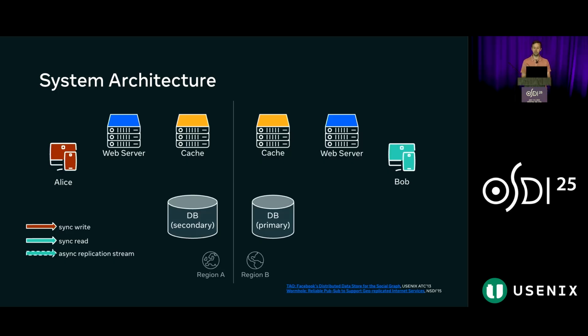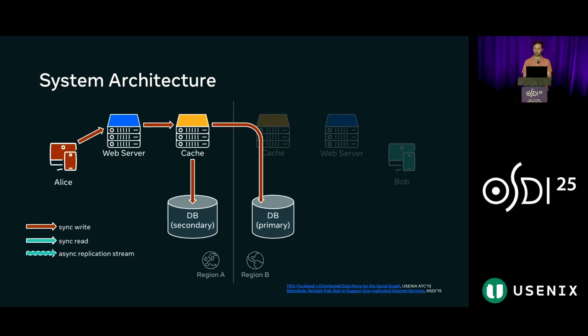Here's an overview of Meta's geo-replicated serving stack. In this example, Alice sends a request to one of Meta's web servers to load her profile. The web server issues read requests to an in-memory caching layer called tau. Most requests hit in the cache and are served immediately with low latency. On cache misses, the cache will first try to read the data from the local database replica and then fall back to the primary replica.